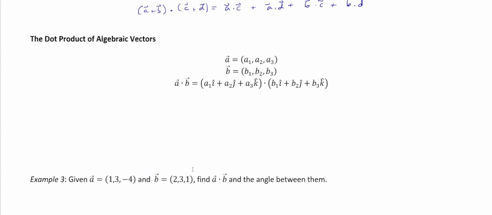Let's look at the dot product of algebraic vectors. So this is going to be my algebraic definition. I'll put that over here, even though it says it above there. Algebraic definition.